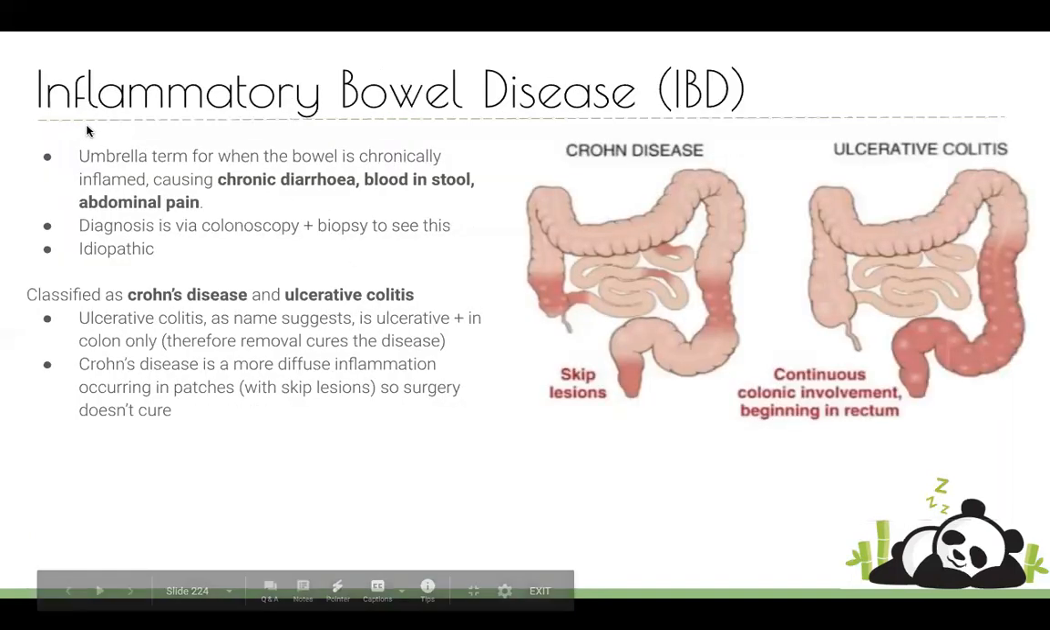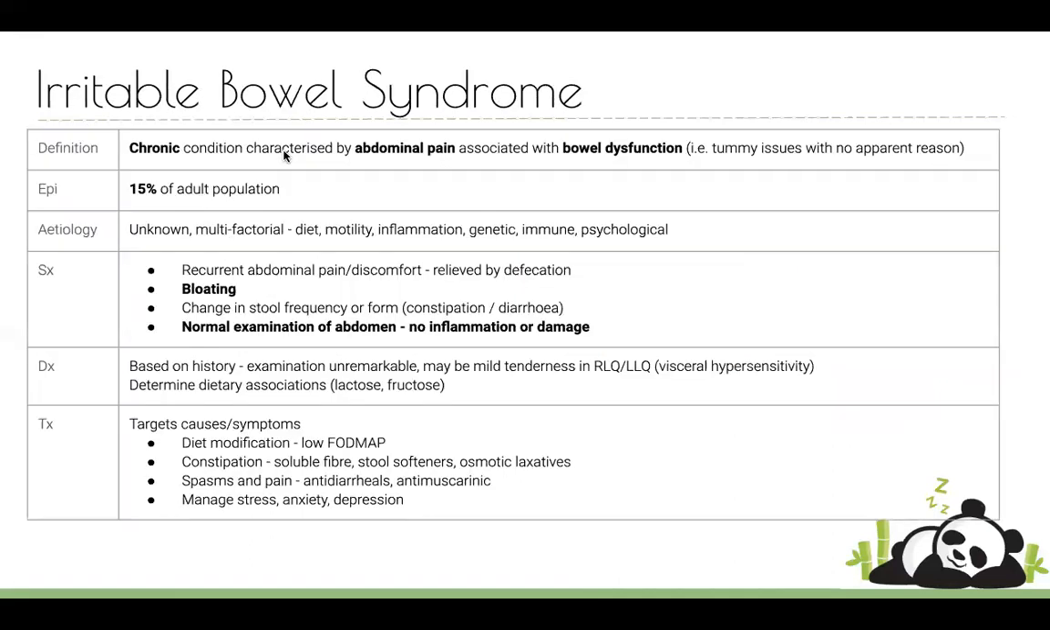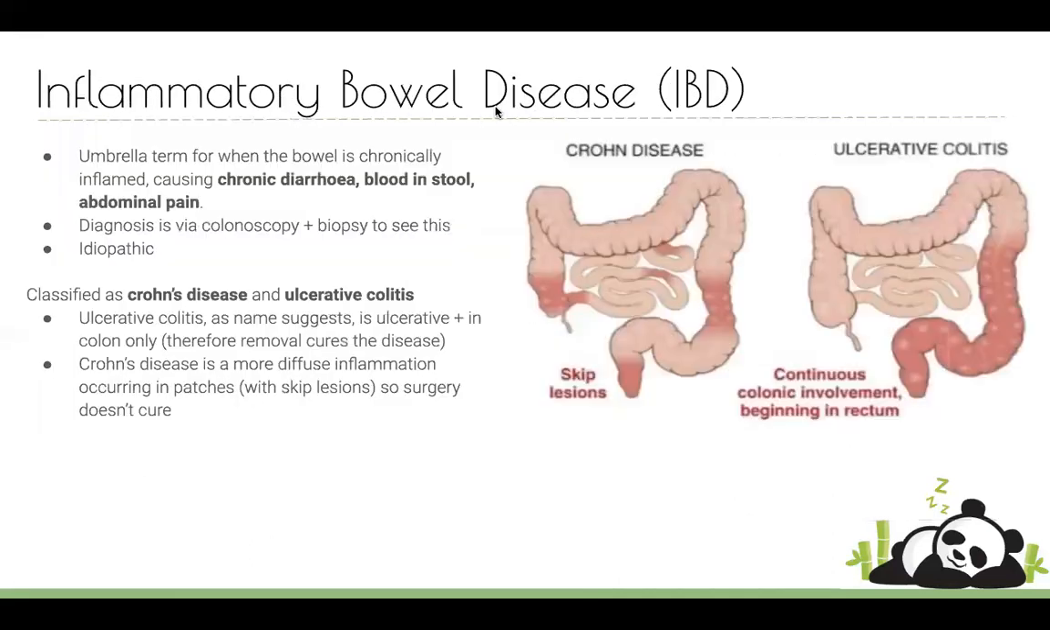For inflammatory bowel disease, this is more severe. Not to say irritable bowel syndrome isn't severe at all, but this is when your bowel is inflamed because it's inflammatory bowel disease. It's characterized by chronic diarrhea. So you usually have a patient who's young-ish, because it's pretty genetic, like 30s maybe. They've got chronic diarrhea, they're seeing blood in their stool, and they've got diffuse abdominal pain, so it can be anywhere. And the diagnosis is via colonoscopy and biopsy.